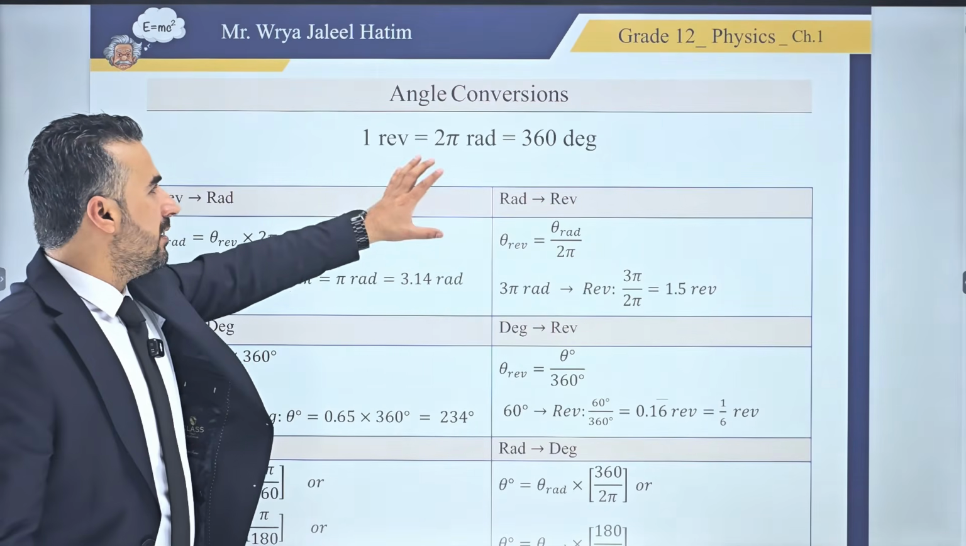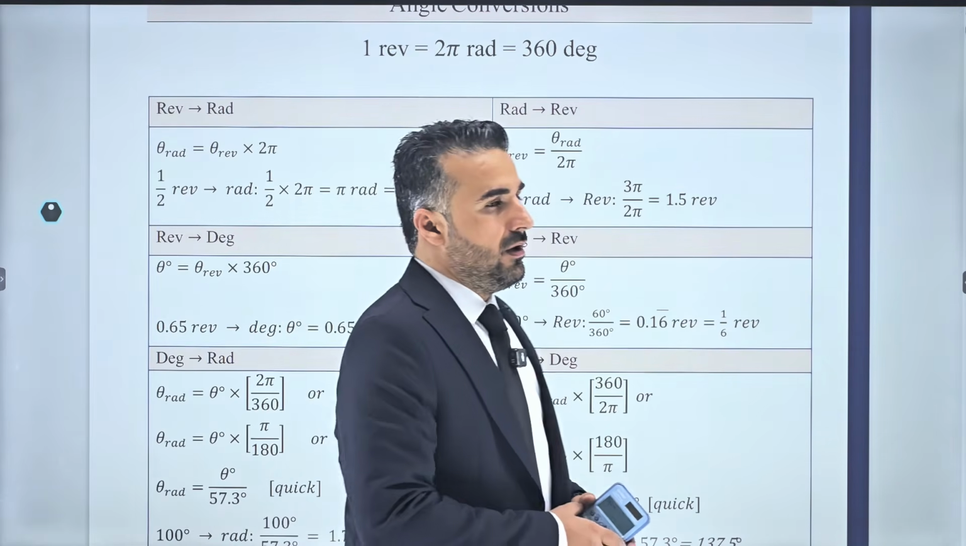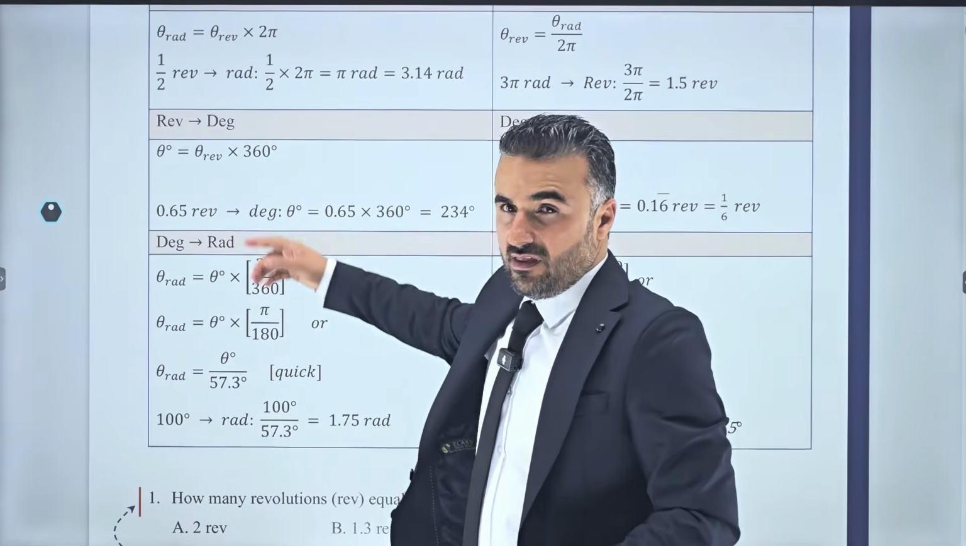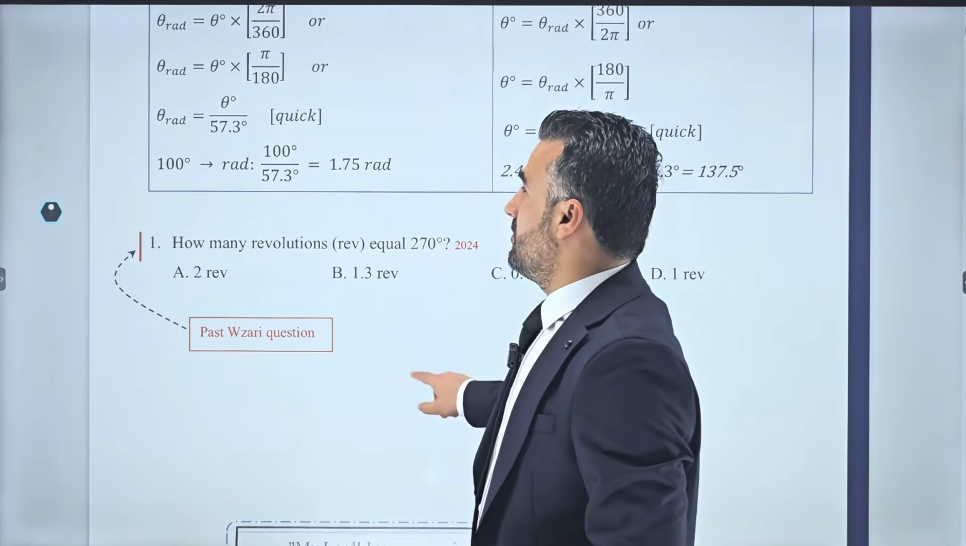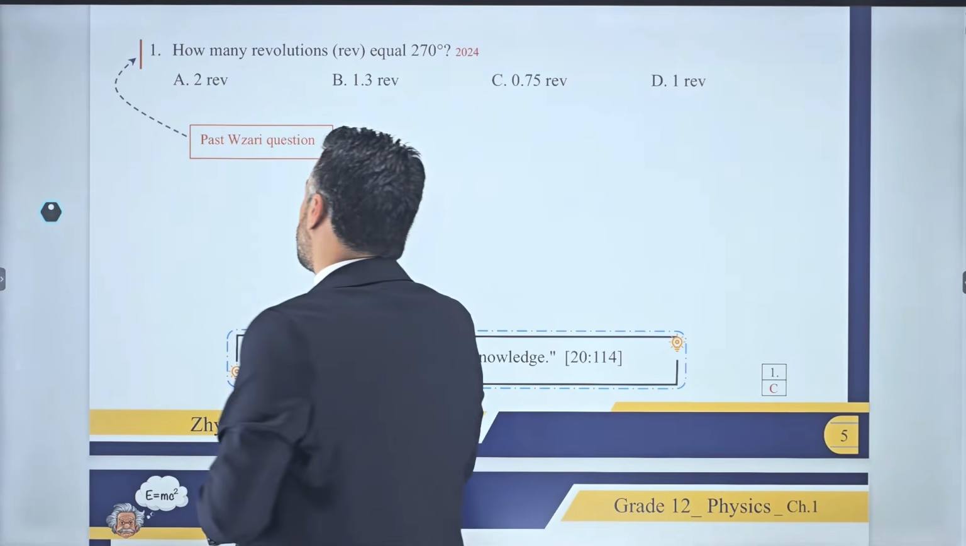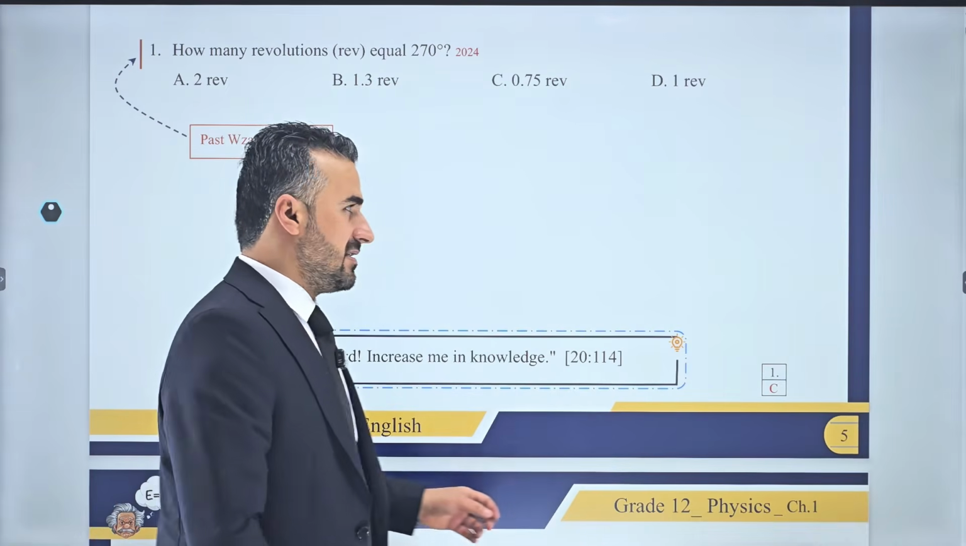Now this one, angle conversion, I told you how you can convert the angles from one form to another. This basically uses the method that we learned first. So give yourself some time and practice those or some of those. But if not, I have some Wizati questions for you to practice in a bit.